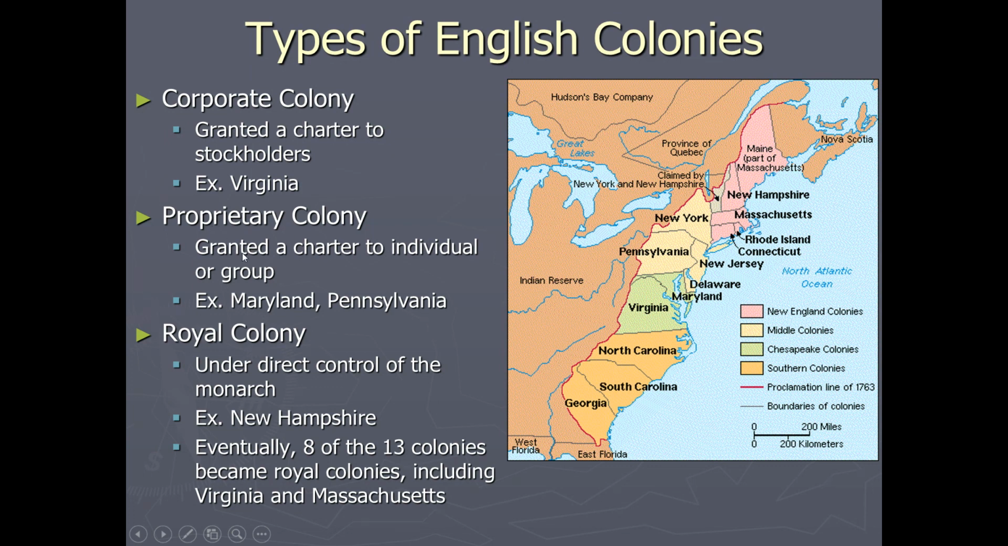A proprietary colony is a colony that's granted to an individual or a group. For example, in Pennsylvania, William Penn, who was a Quaker, is the primary owner of the charter of Pennsylvania, and then Delaware. Whereas Lord Baltimore or George Carteret create Maryland as a refuge for Catholics. And then the royal colony is under direct control of the monarch. An example would be New Hampshire. The Carolinas would fall under that as well. Eventually, 8 of the 13 colonies become royal colonies, including Virginia, and Massachusetts will eventually be held under the crown.